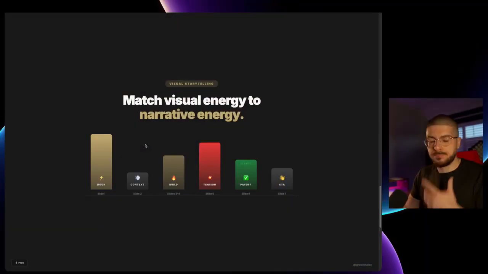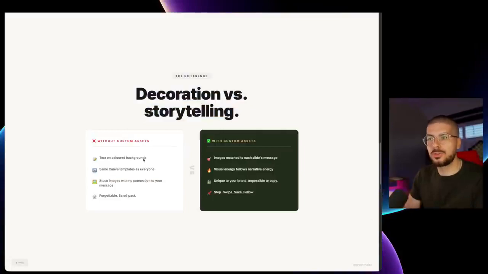Okay, so for level 3, we're going to take it up a level and we're going to incorporate the images we created with Nano Banana. But the reason we do this is to have a bit more narrative energy, to have a bit more of the storytelling, which I showed you, rather than having just decoration. We want to have a bit more life.